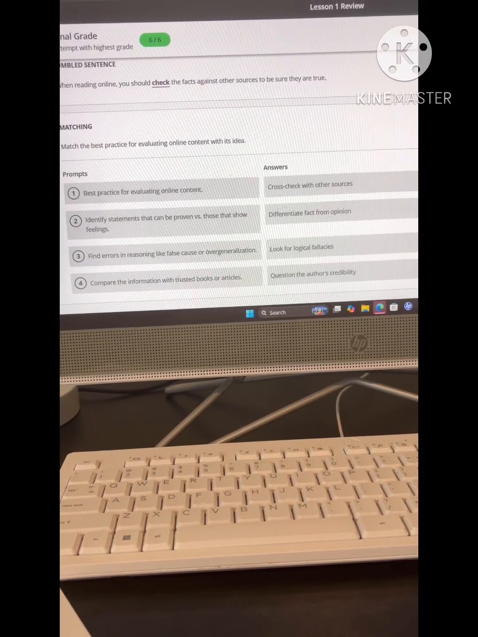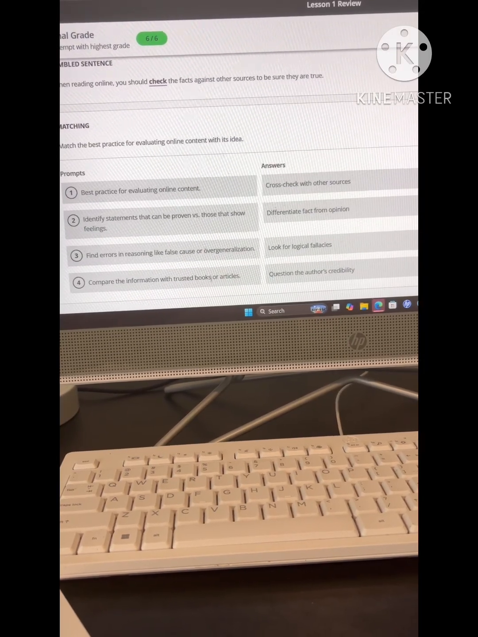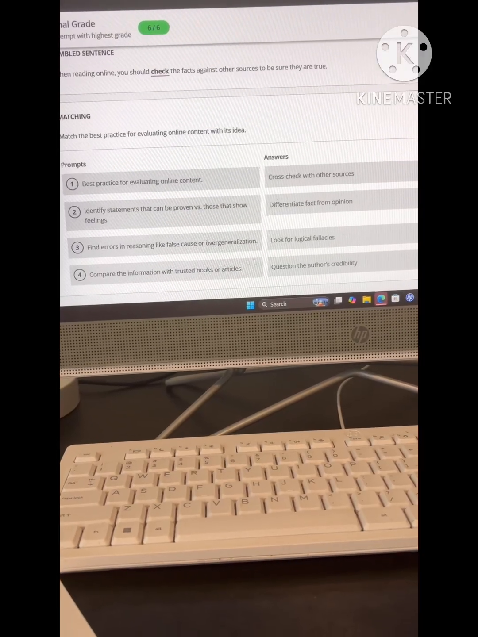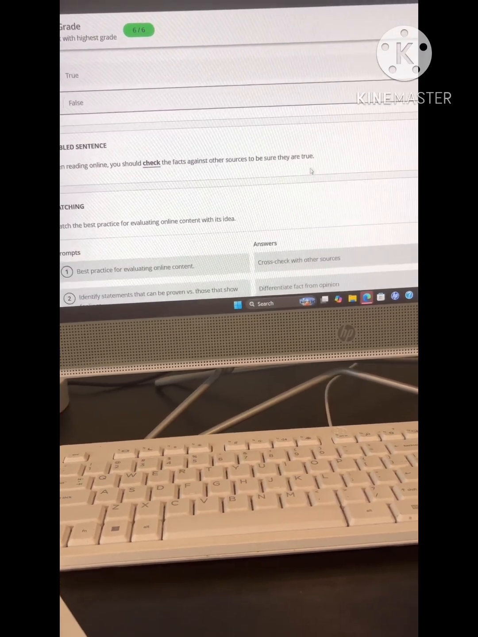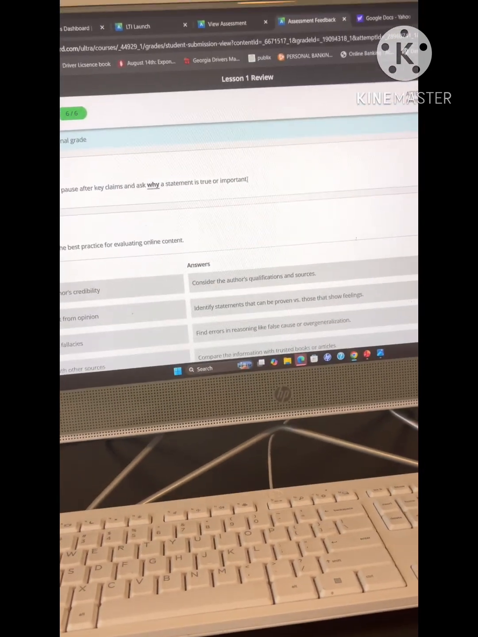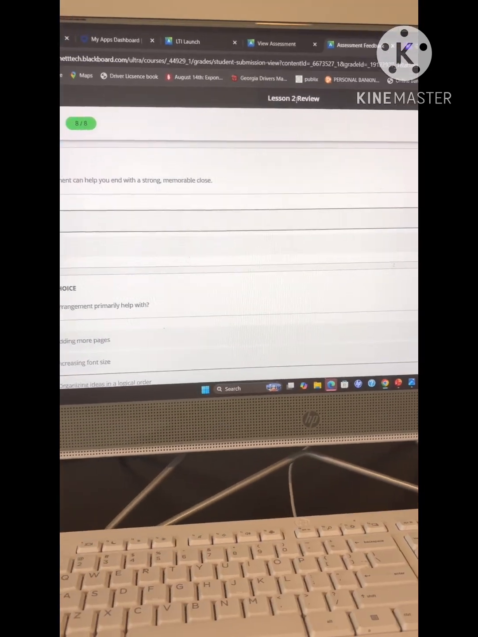Compare the information with trusted books or articles. And then question the author's credibility. That's what I put for number four. So that's pretty much it for the lesson one review. And then we can move on to the next lesson review. All right, so this is the lesson two review.